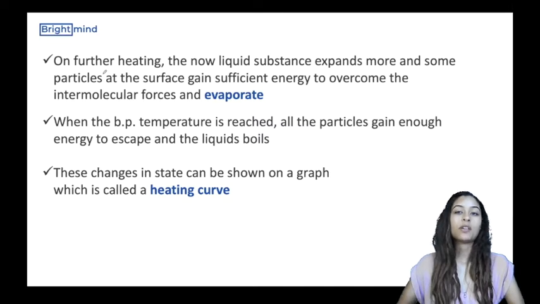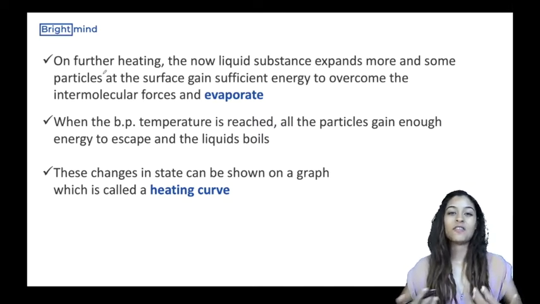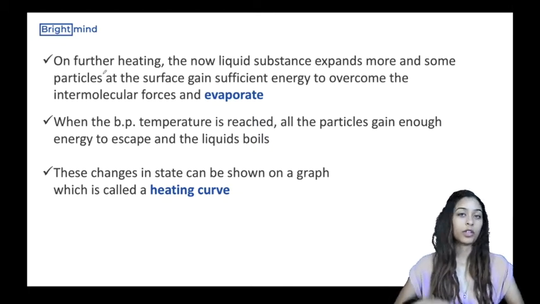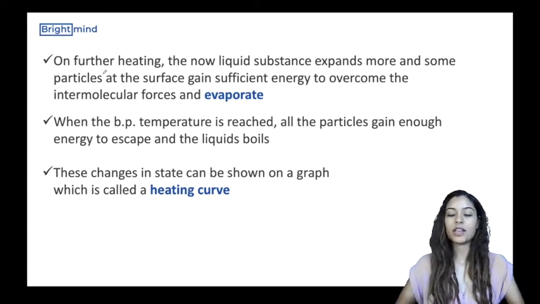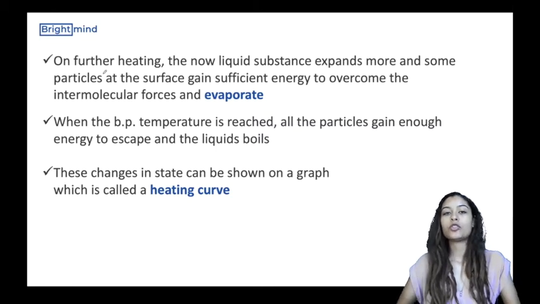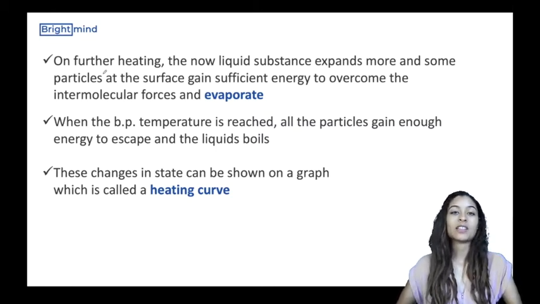With further heating, the liquid does the same thing and begins to expand more. Some particles on the surface of this liquid are going to gain a sufficient amount of energy to overcome any intermolecular forces holding the molecules of the liquid together, and therefore it is going to evaporate. What happens when the boiling point is reached? The particles are going to gain enough energy to escape and the liquid boils. When we talk about boiling, we mean that the temperature is even throughout the substance.